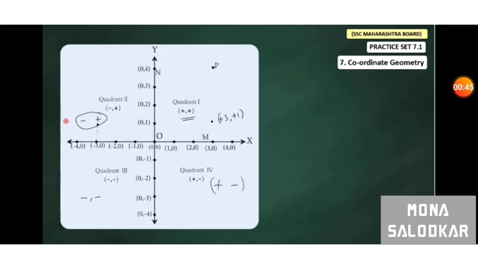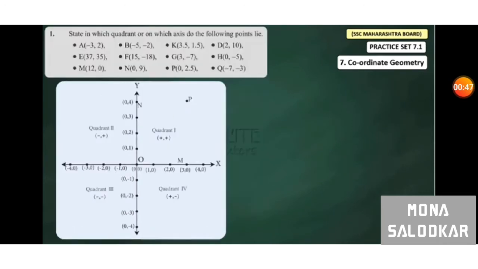In exercise 7.1 you have to identify the points which lie on which quadrant or on which axis. So let's start the first question. State in which quadrant or on which axis the following points lie. Now see here, first point minus plus. Minus plus means which quadrant? Second quadrant.